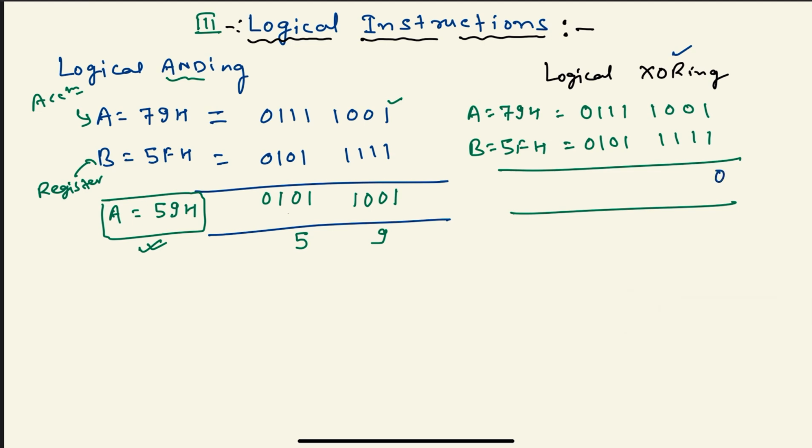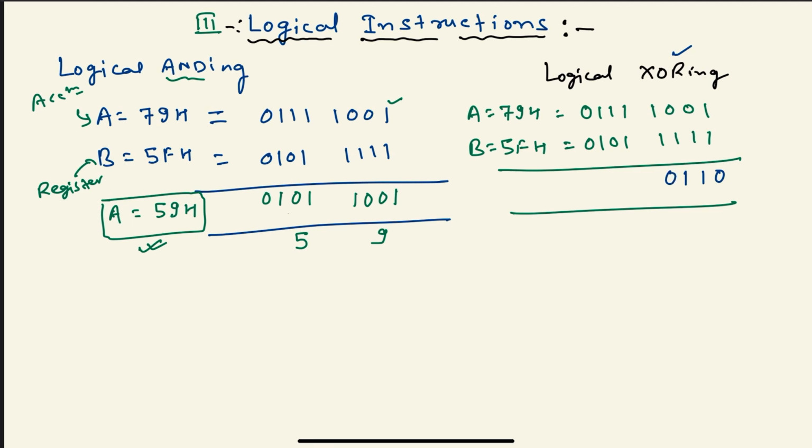Then from the second stage, 0 XOR with 1, so this will be 1. Then again 0 XOR with 1, the output will be 1. From the fourth stage, both the inputs are the same, so what will happen? Their output will be 0.